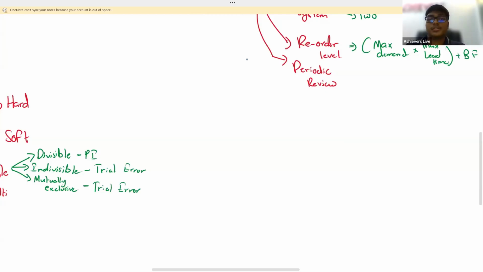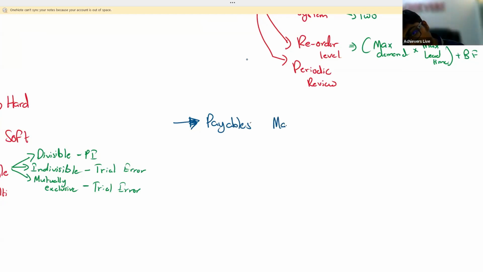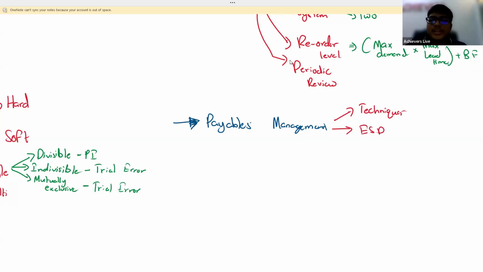Next part, payables management. Under payables management, there is nothing important for you to know, but you should know the techniques to manage payables. Same formula, the early settlement discount formula, and that's it for payables.